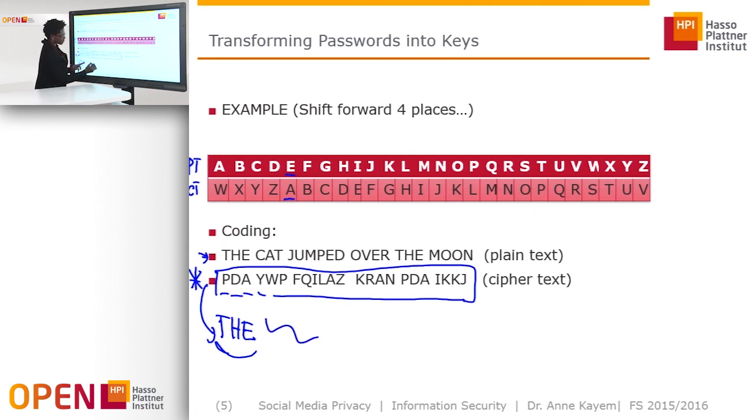And if you went on to decode the rest of the message following the same scheme, you would find that you end up with "cat" for Y, W, P, and so on. And so at the end, you should get the message which says "the cat jumped over the moon," which is the real message that you want to be reading.